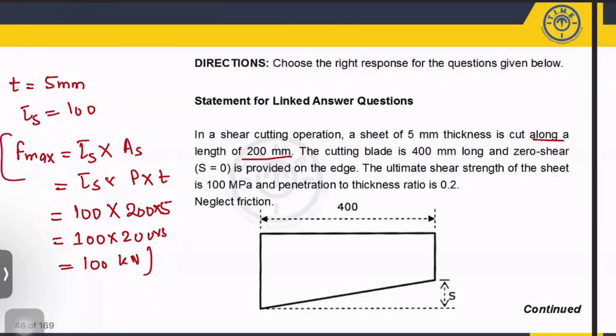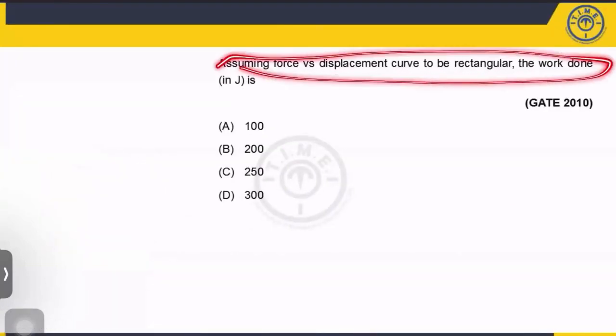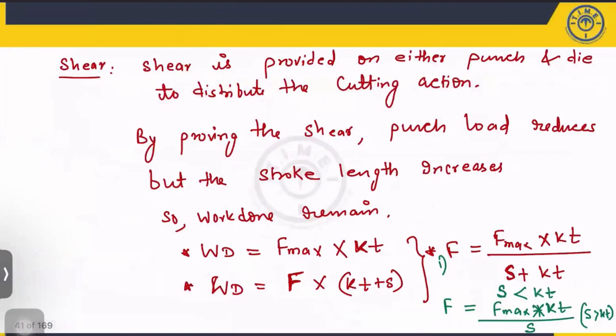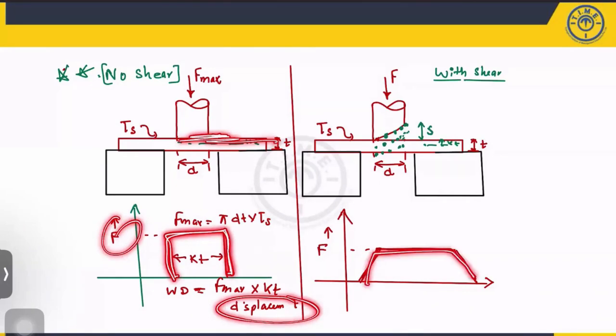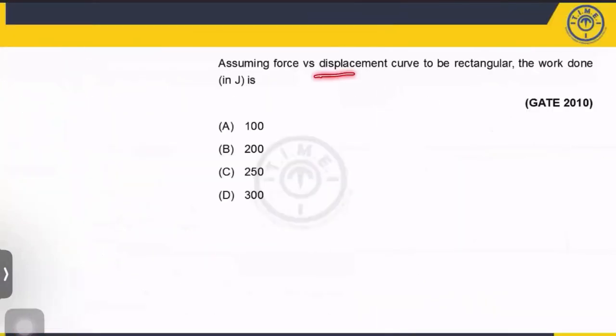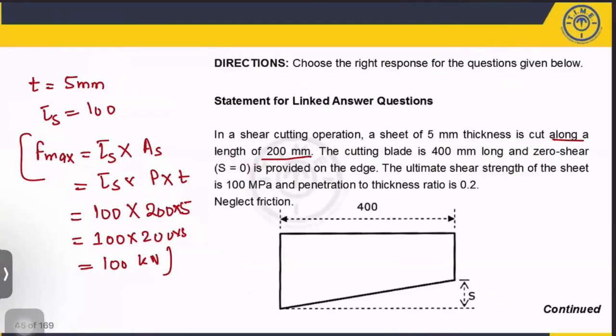But what do you have to calculate? Assuming the force versus displacement curve to be rectangular. That means it is the first case only. In my theory I have also discussed that when no shear is provided, the force and displacement curve is rectangular. The second one will be trapezoidal. So when the curve is mentioned as rectangular, it means there is zero shear.